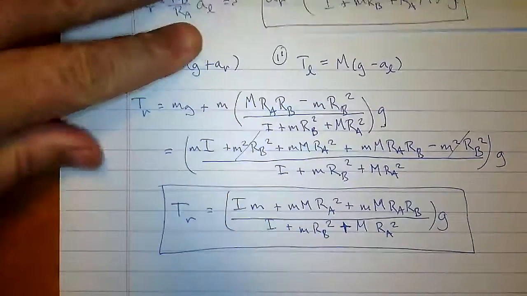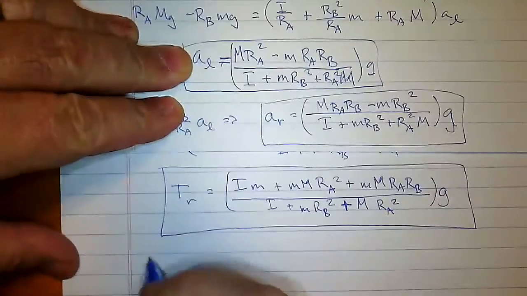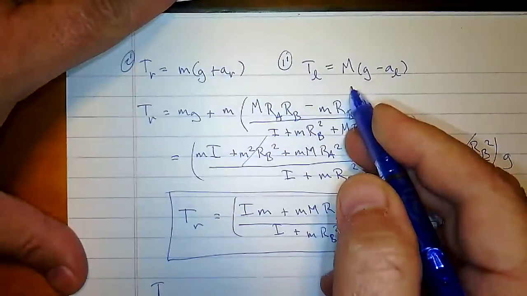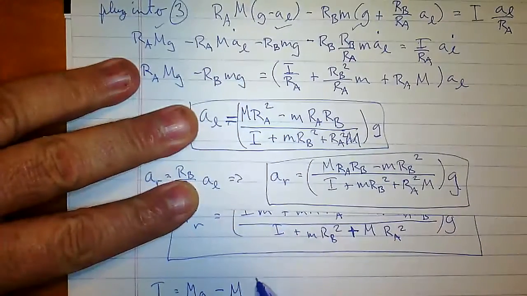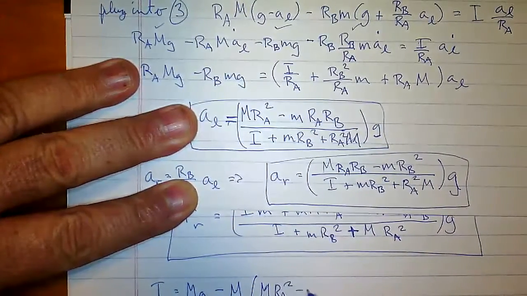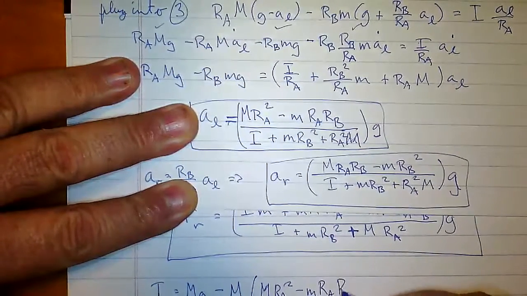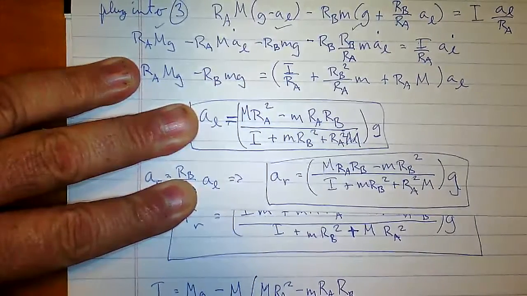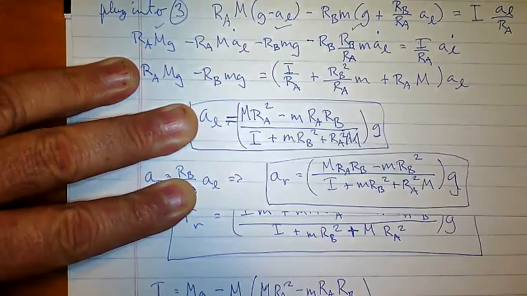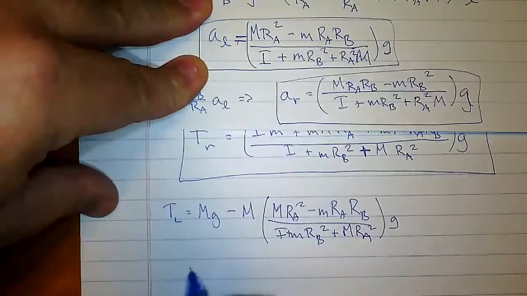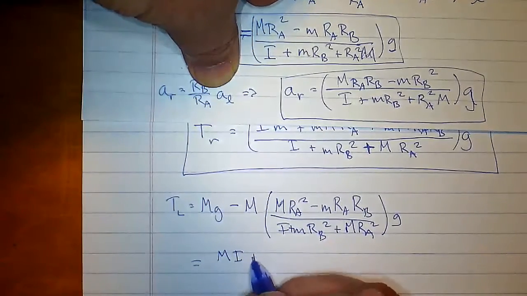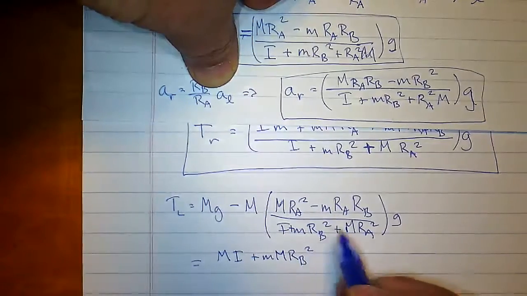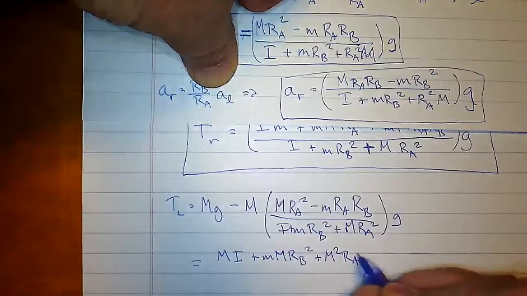Now I can do T_L the same way. So you can see T_L from up here was just M times g minus a_L. So I'm going to say that's M g minus M times the a_L. Well, the a_L is m R_A squared minus m R_A R_B over I plus m R_B squared plus M R_A squared, times g. So we're going to get a common denominator like we did before. And this is going to become a big M times all this stuff. So I'll say big M I plus m M R_B squared plus M squared R_A squared.